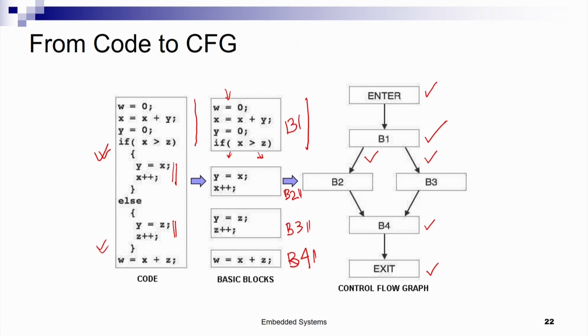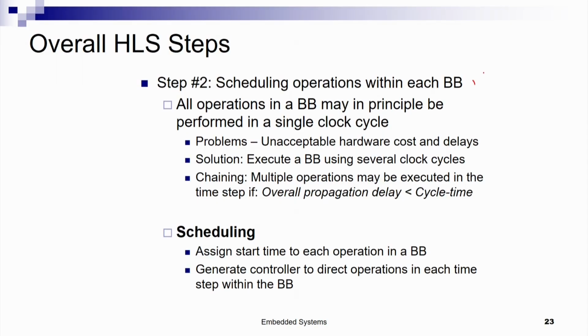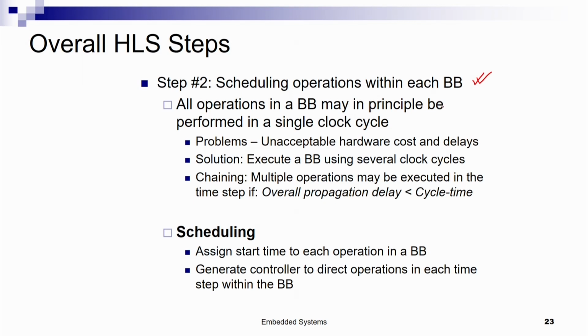So, in the first step in architectural synthesis, the input program is transformed. So, each concurrent communicating process is transformed to its corresponding control flow graph. After the control and data flow graph is obtained, we schedule operations within each basic block. So, from the control flow graph, we now go within each basic block. And we say that all operations in a basic block may in principle be performed in a single clock cycle.